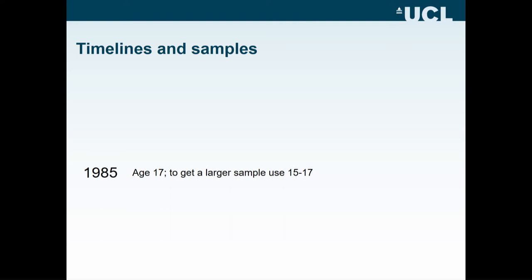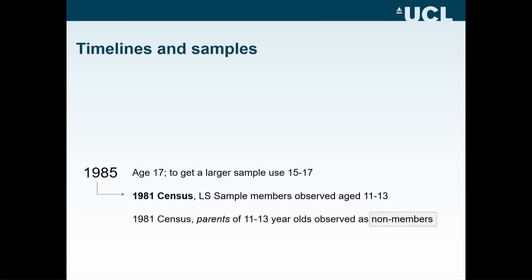So how did we exactly get the sample? In 1985, Marty is aged 17 in the film. We can pick 17-year-olds, we've got individual years of age, but to get a slightly larger sample, to have more people, we used 3 years, 15 to 17. We can see them in the 1981 census, and at the time they were aged 11 to 13. We can also see, as other people in the household, those children's parents.